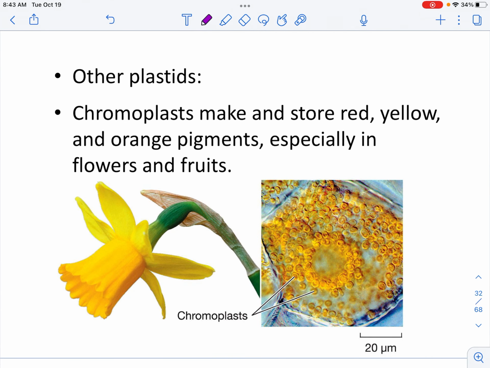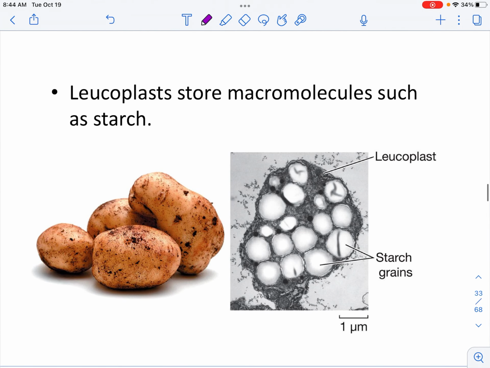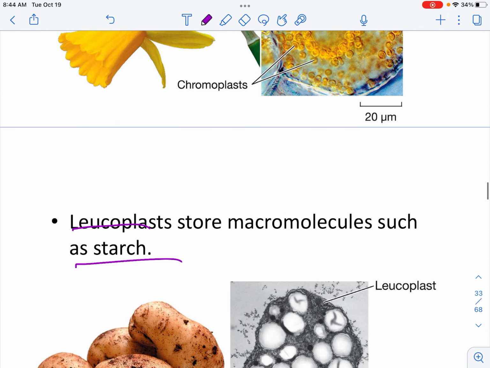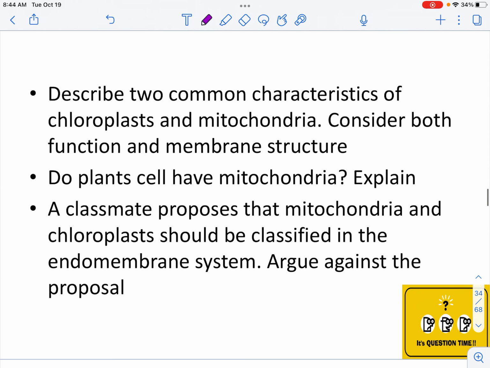Here's an example of plastids. Sometimes plastids can store colors. You can see there. Sometimes we store starch in plastids. Again, I wouldn't worry about special ones like leucoplasts or chromoplasts. That's excessive, but just know that plastids store this stuff.